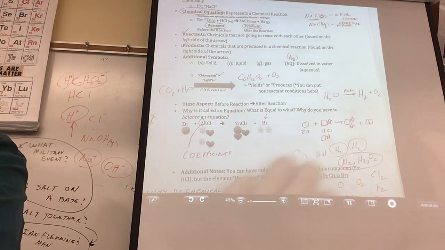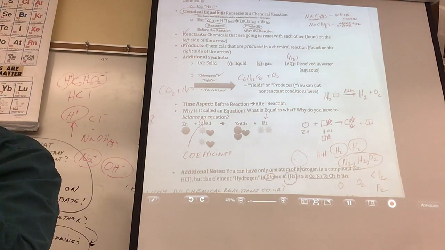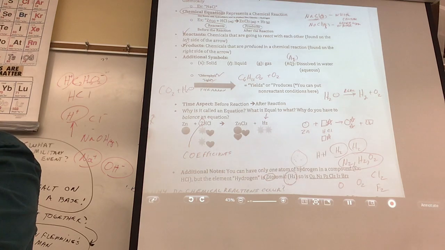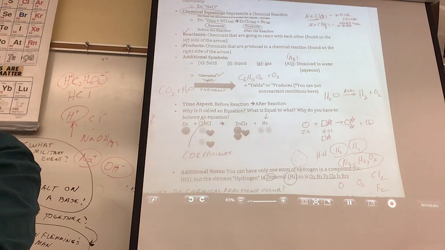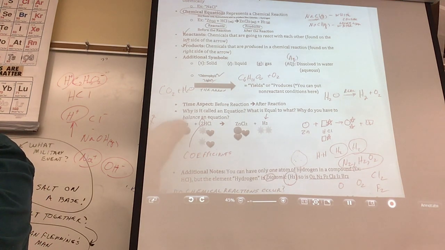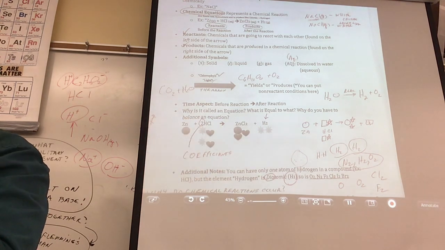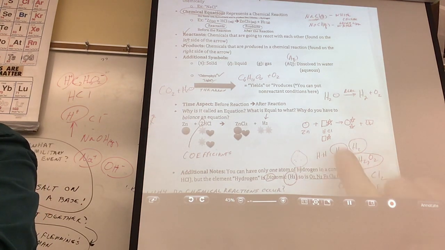Now, coefficient says, and this is the way God works, right? God said, hey, zinc, can you react with 1 HCl? No. God said, no, it's not going to happen. God says, 1 zinc will react with 2 HCl, not 1. And so take a look and see if it works.